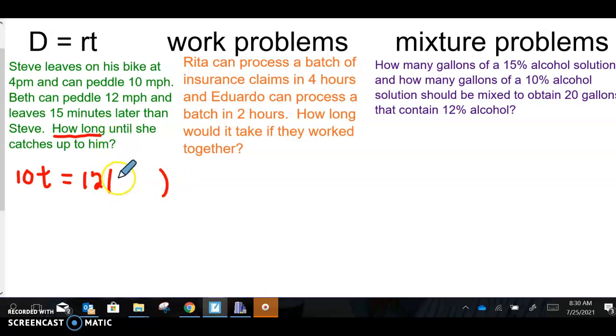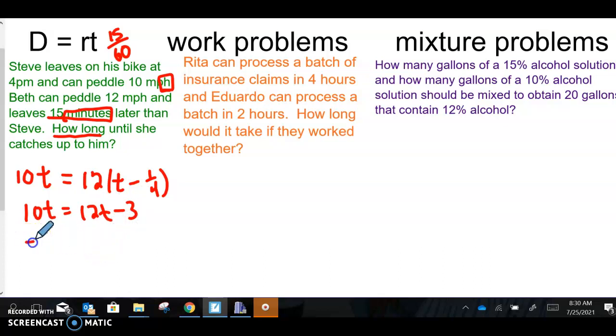Here's the error, guys. A lot of people will say that the time Beth is riding is t minus 15, but that's minutes, and we're in miles per hour. I can't write 15. I have to change 15 minutes into what part of an hour 15 minutes is. It's 15 out of 60, 60 minutes in an hour. So it's 1/4 of an hour. Okay? So I have 10t equals 12t minus 3.